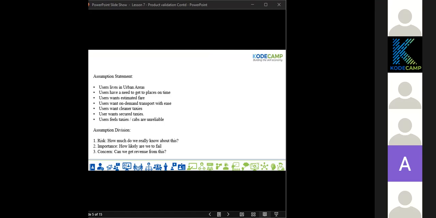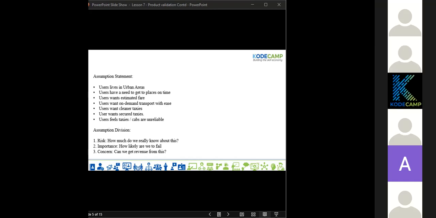Important and unknown. I want to pick the second bullet point: users have a need to get to places on time. True. One of the marketing strategies that Uber must have advertised to prospective customers could be being able to get to wherever you want to go as immediately as possible.